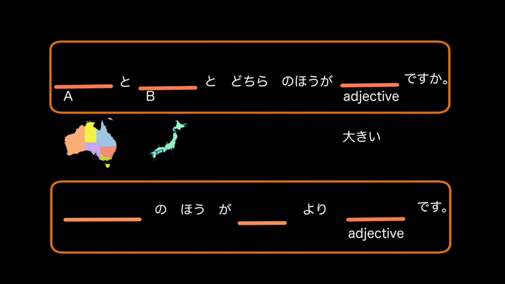The ka on the end of the sentence acts as the question mark. So in Japanese you actually say the question mark. Australia to Nihon to dochira no hou ga ookii desu ka? Which is bigger, Australia or Japan? And the answer down the bottom, we put the two objects in the right place to say Australia no hou ga Nihon yori ookii desu as the answer to the question.